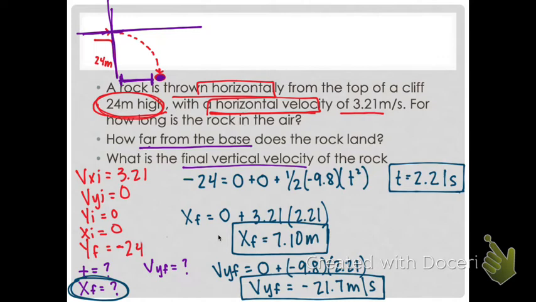It would be 3.21, right? If I asked you for VXF, it would be the same as my initial horizontal velocity, because our horizontal velocity is unchanging throughout the entire problem. There is no speeding up or slowing down in the horizontal direction at all. So my final horizontal velocity would be equal to my initial horizontal velocity. That's not a question that you really ever get, but I want you to be thinking about that.